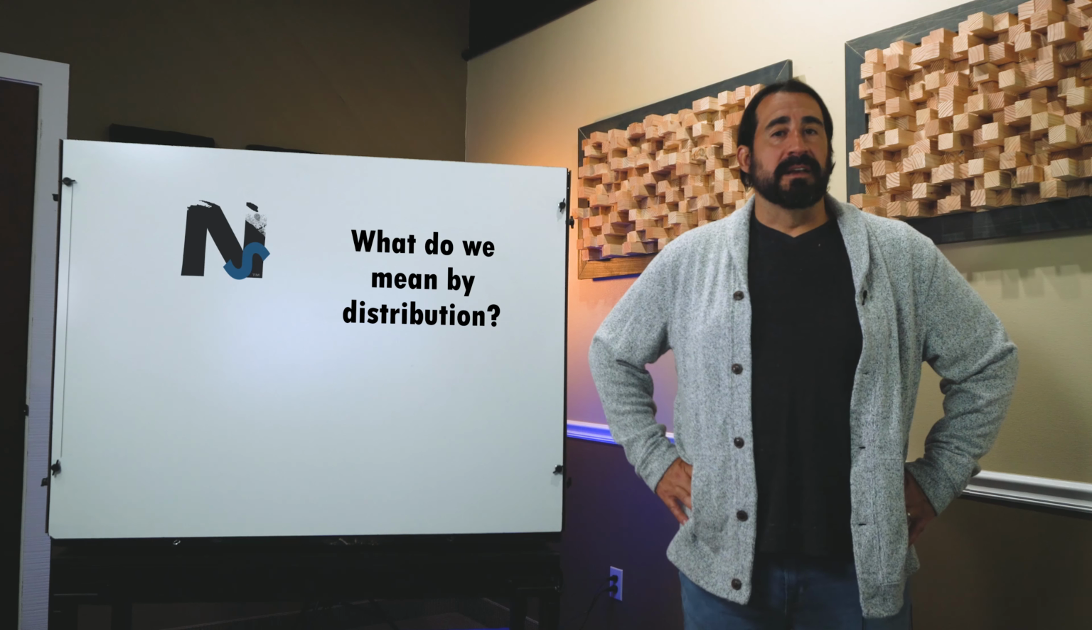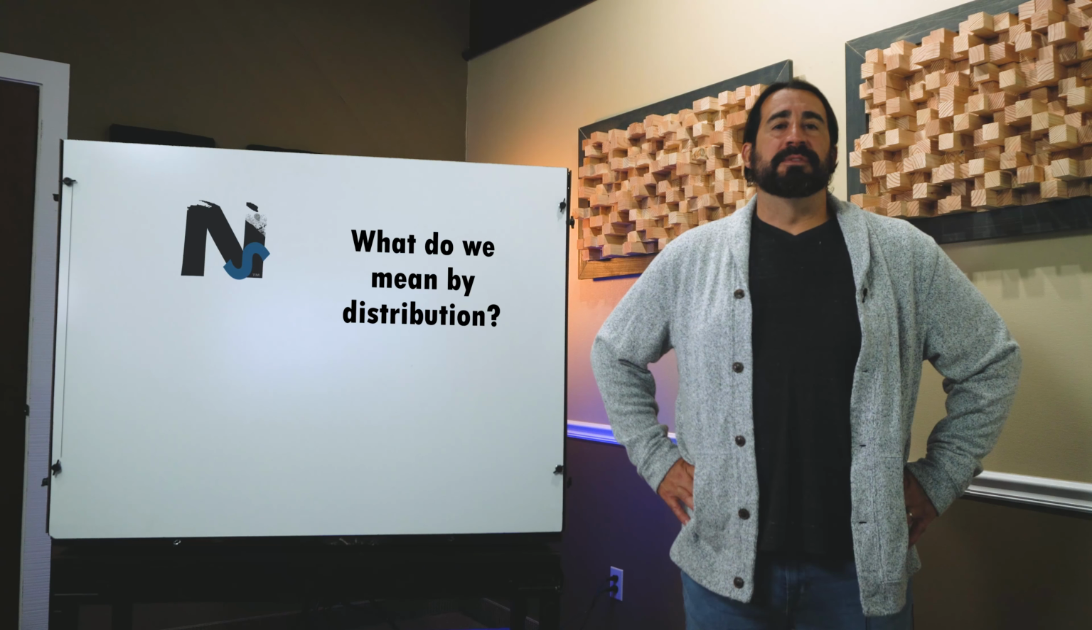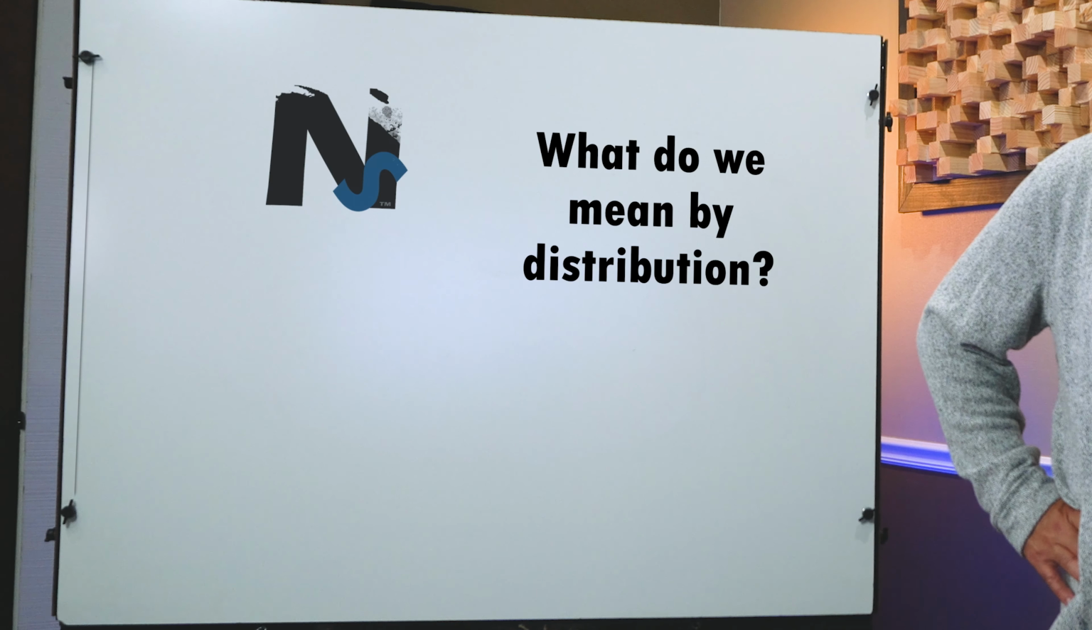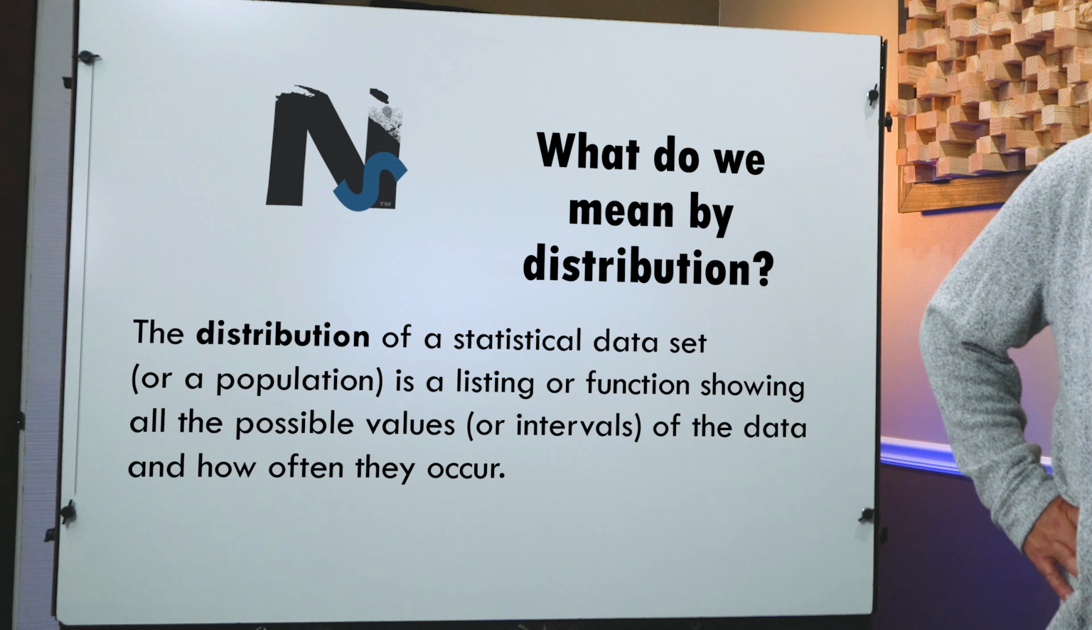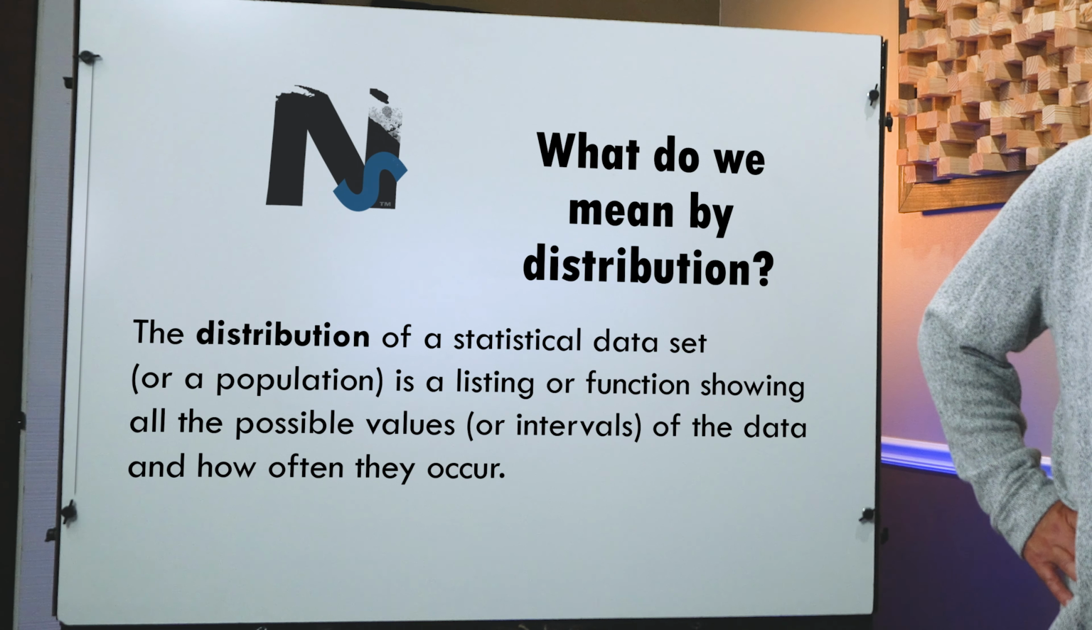All right, before we get into CUSS, let's define what a distribution is. In statistics, the distribution of a statistical data set or a population is a listing or function showing all the possible values or intervals of the data and how often they occurred.